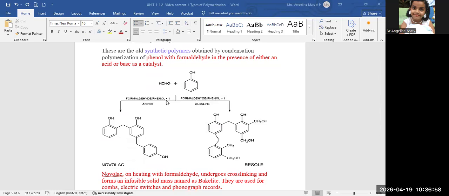In the case of base conditions, the formaldehyde to phenol molecule ratio will be greater than 1. If it undergoes the base reaction, it is formed as resol.